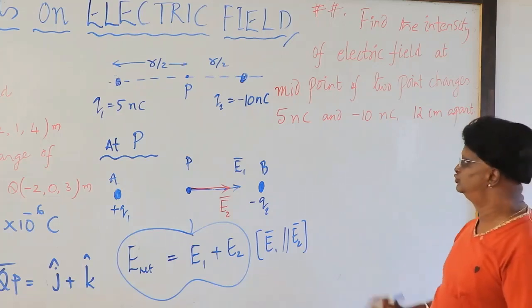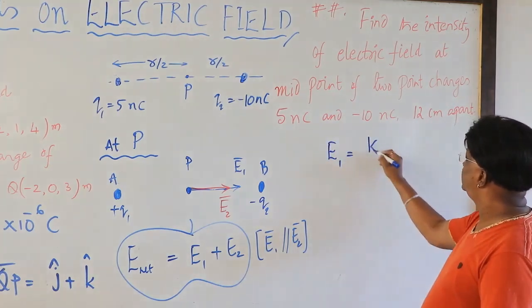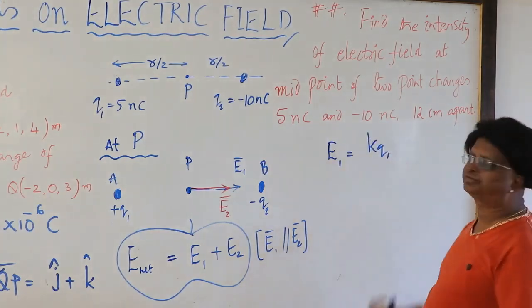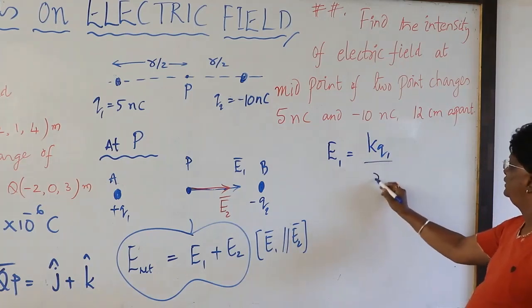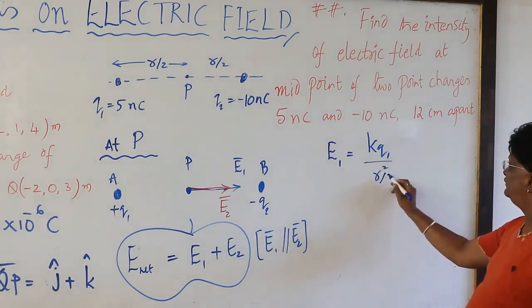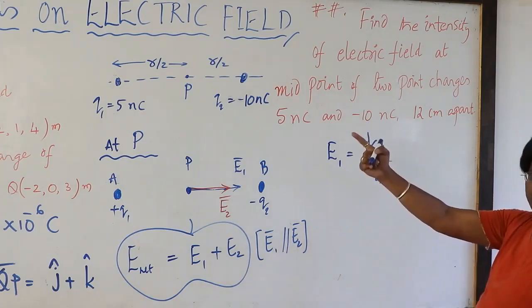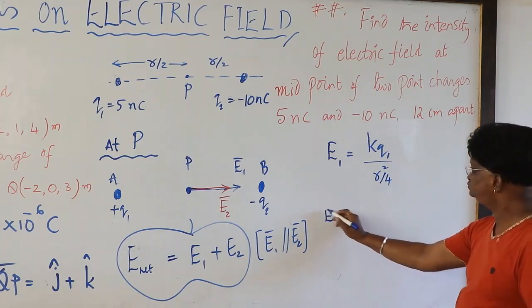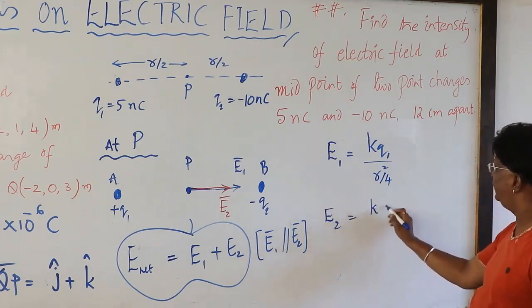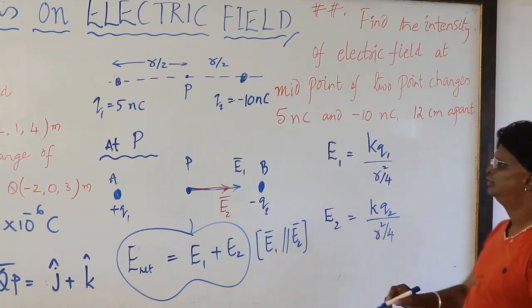E1 plus E2. Therefore, now what is that E1? E1 is equal to KQ1, where K means the 1 by 4 epsilon naught term, KQ1 by r squared by 4, because the point is equidistant. Is it the midpoint? Exactly. And then what is E2? E2 is KQ2 by, again, r squared by 4.